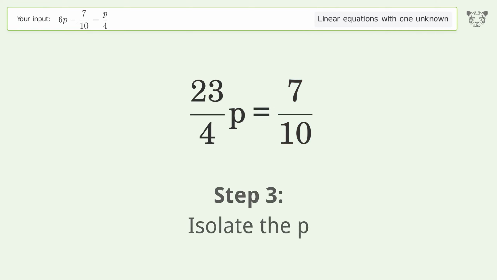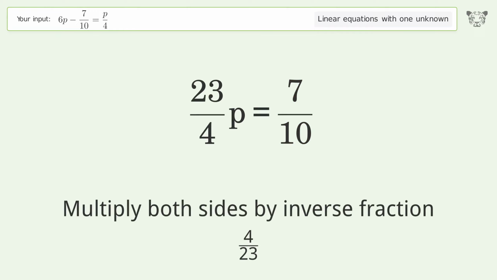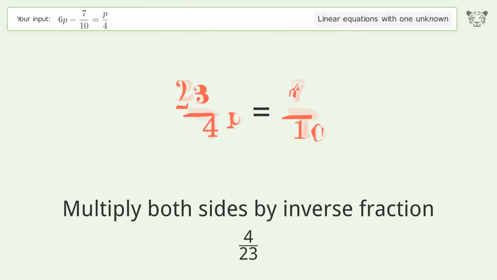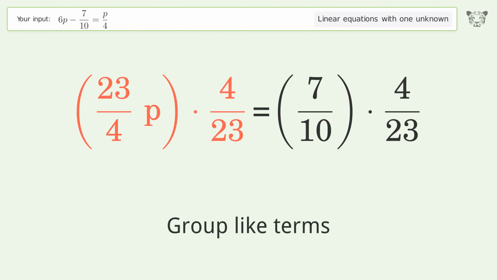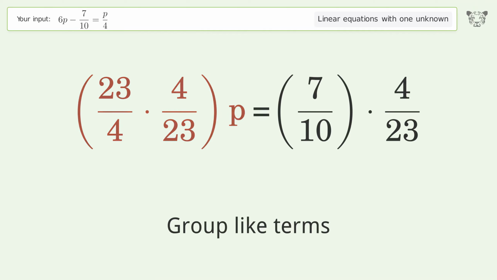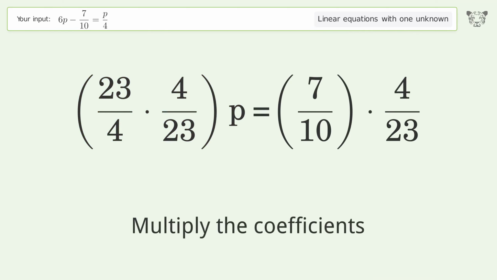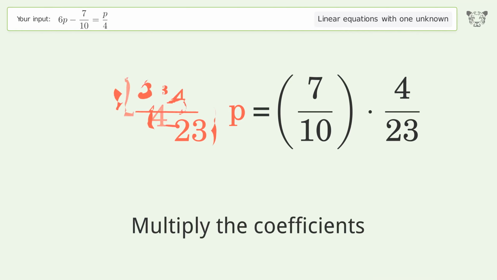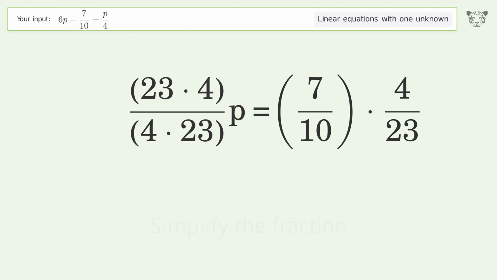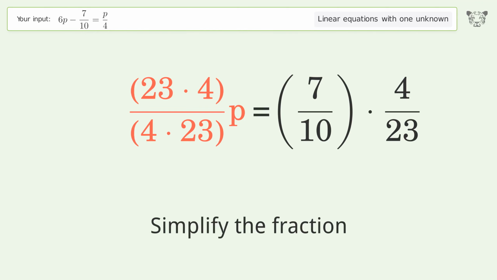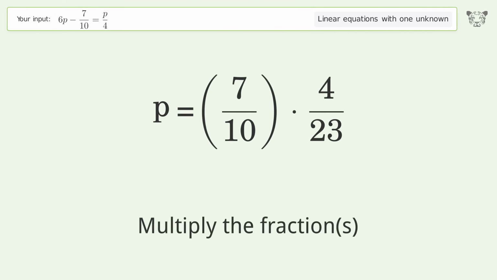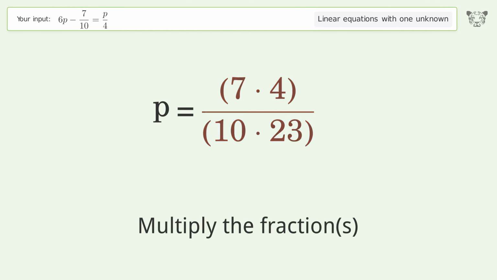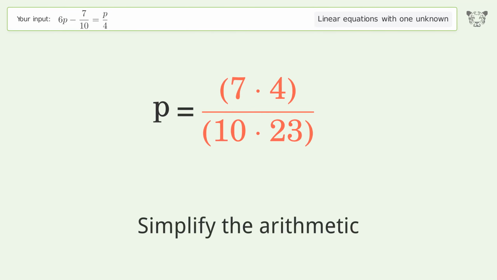Isolate the p. Multiply both sides by inverse fraction 4 over 23. Group like terms. Multiply the coefficients. Simplify the fraction. Multiply the fractions. Simplify the arithmetic.